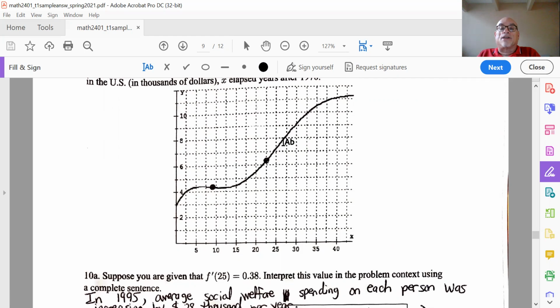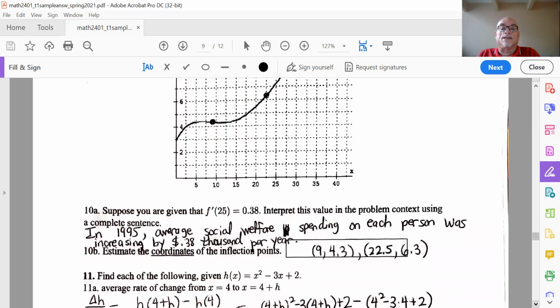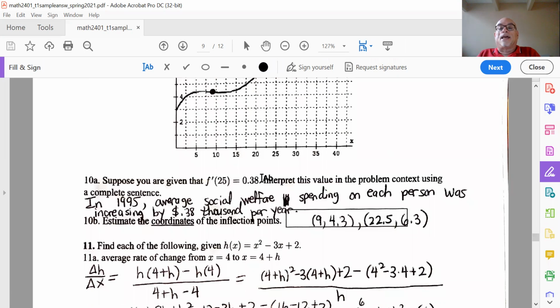To estimate that, we would actually have to draw in a tangent line at the input 25, and then compute the slope of that tangent line, but we're given that it is apparently 0.38. We just want to interpret this value in the context of the problem. That's pretty easy to do. We would say at x equals 25, in other words, in 1995, not from 1 year to a second year, that would be average rate of change. But for instantaneous rate of change, we are referring to a specific input.